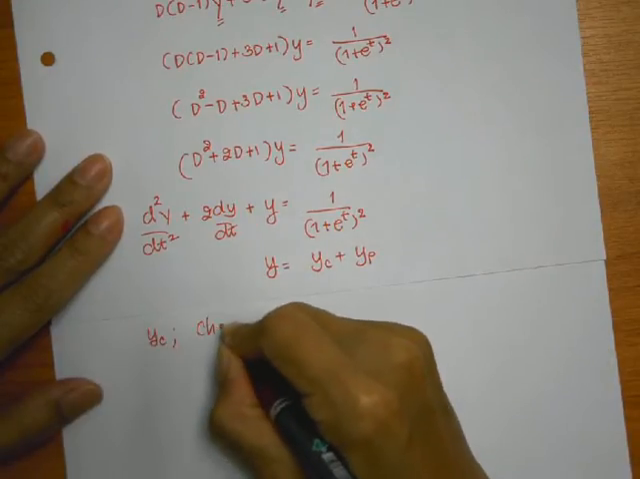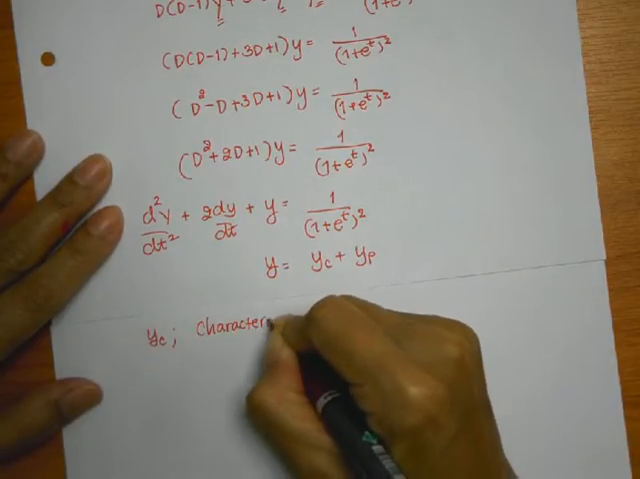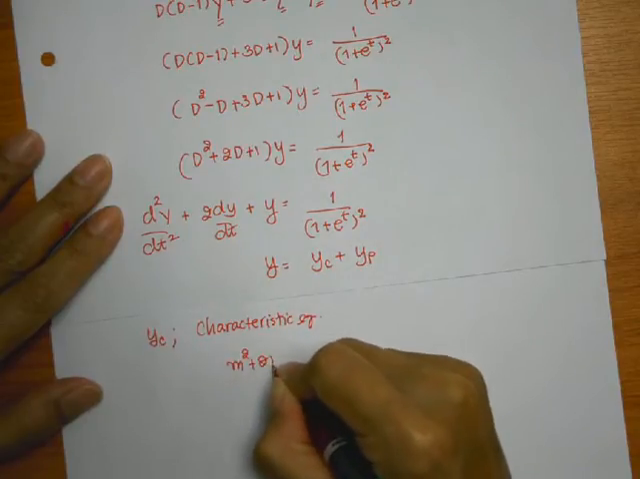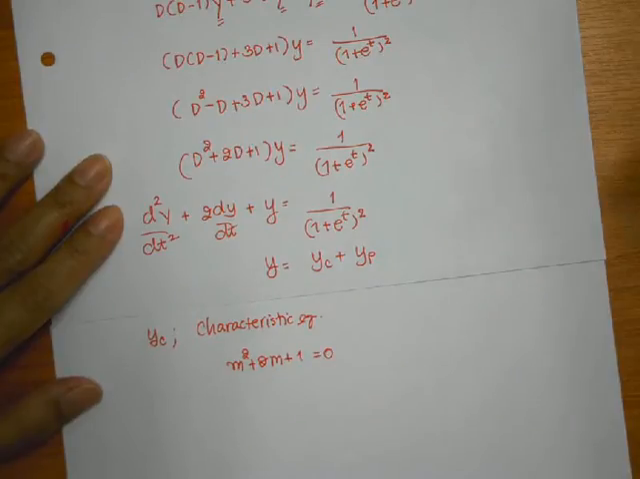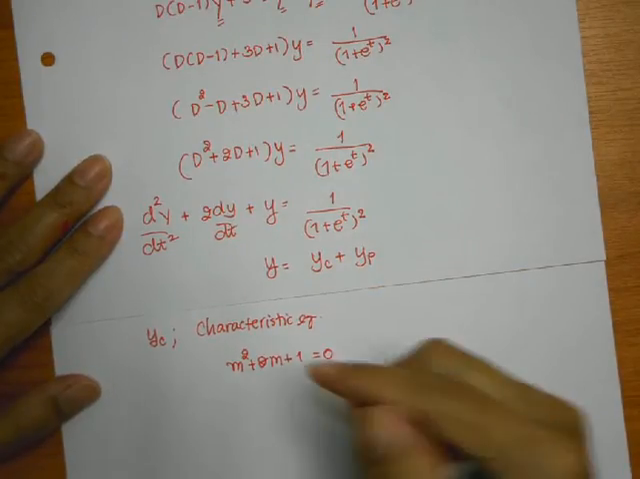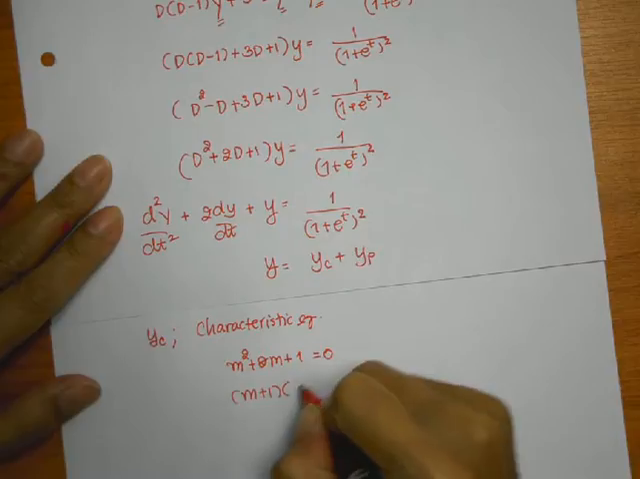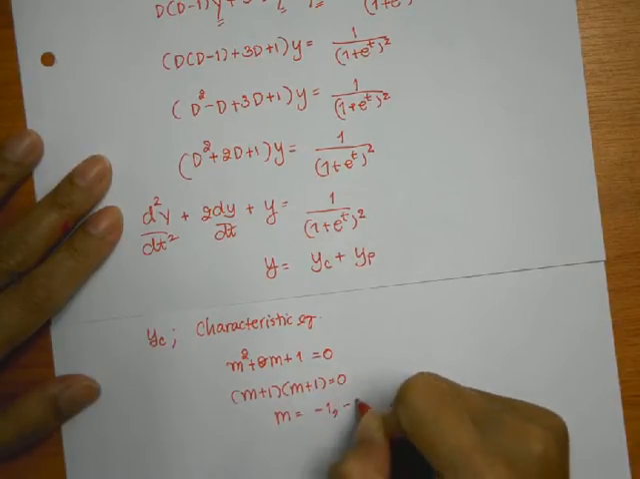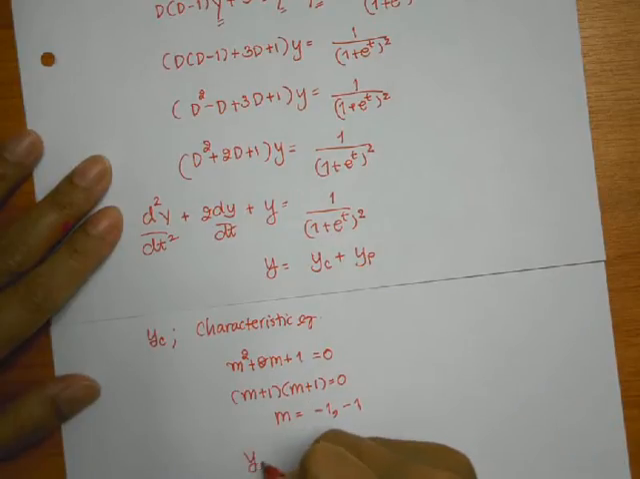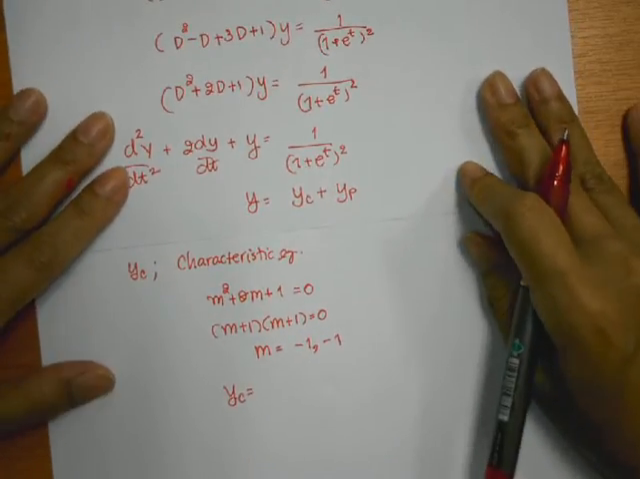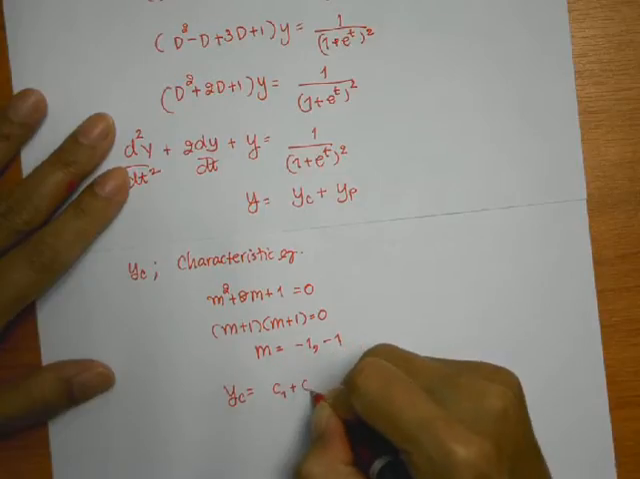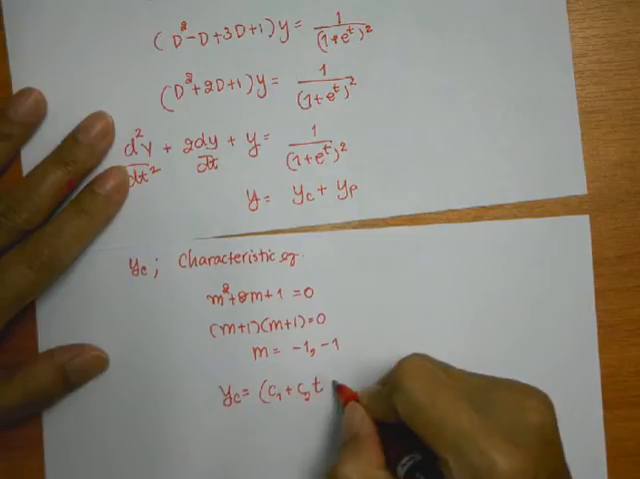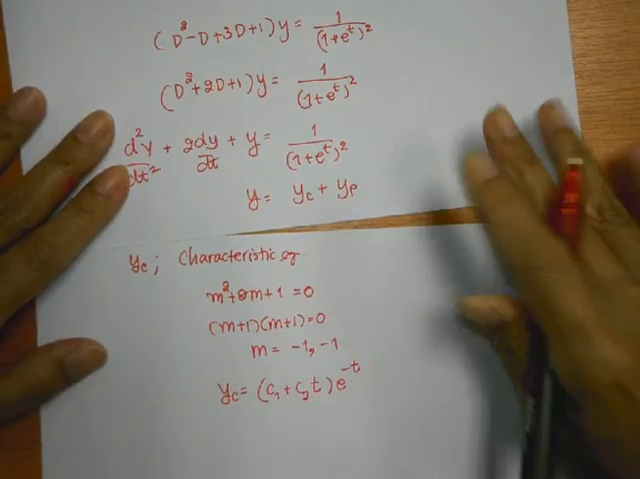Our characteristic equation is m squared plus 2m plus 1 equal to 0. So we get (m plus 1) and (m plus 1). So m is equal to minus 1 and minus 1. So our yc is equal to c1 plus c2 t, right? It's not x, it's t, times exponential of minus t.